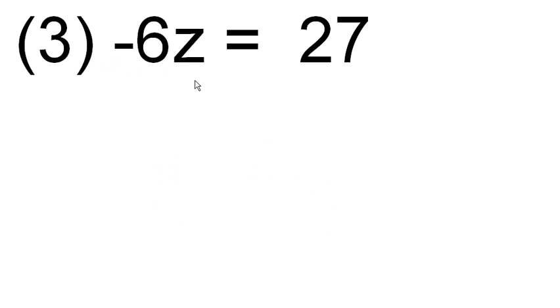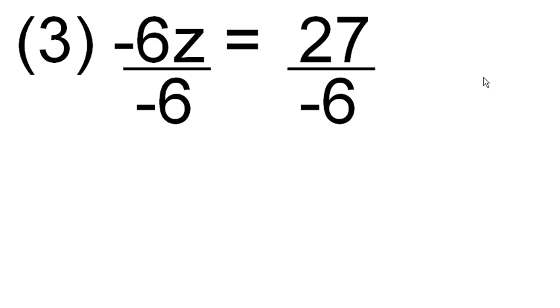Okay, here's a third one. 3 equals negative 6z. It's the third problem. Negative 6z equals 27. So here, it works exactly the same way, only I might end up with a fraction instead of a whole number, because 6 doesn't go into 27. But I'm going to work it exactly the same way. So I start by dividing both sides by negative 6. Those negative 6's are going to cancel. Anything divided by itself is 1, so they go away.